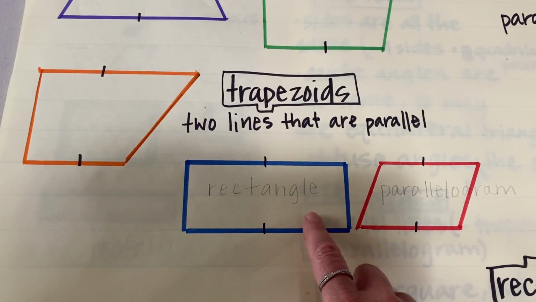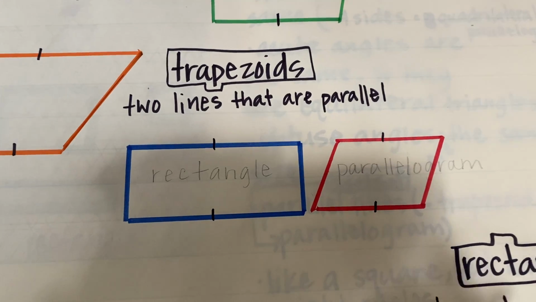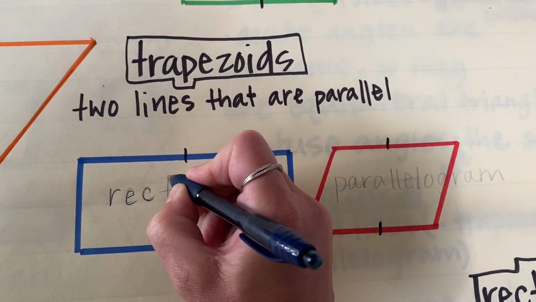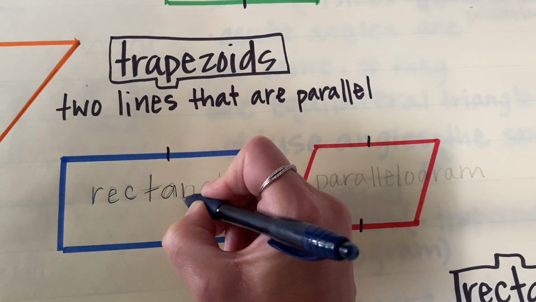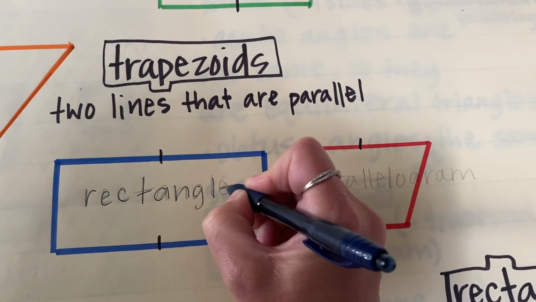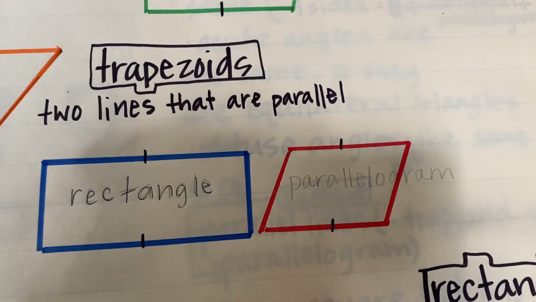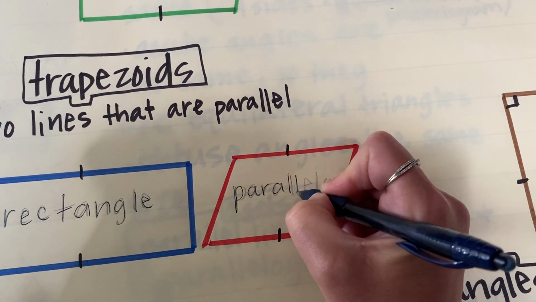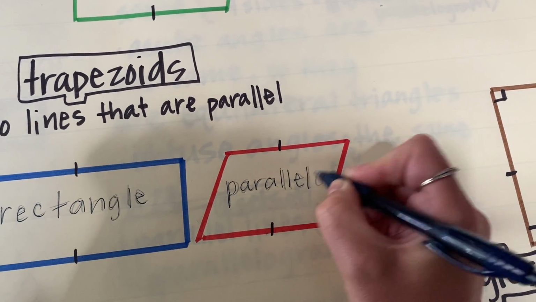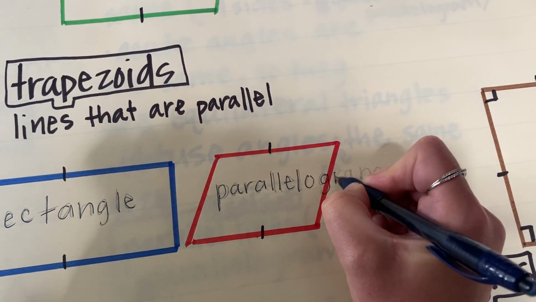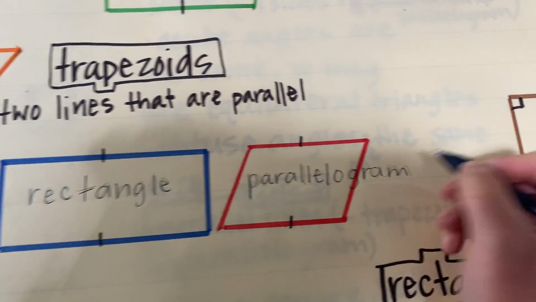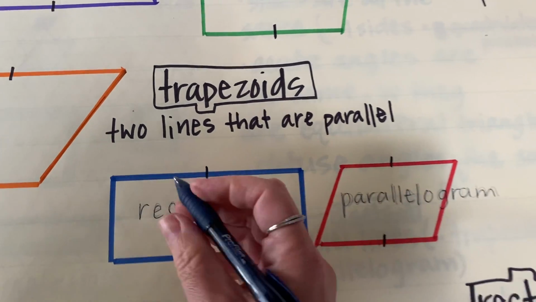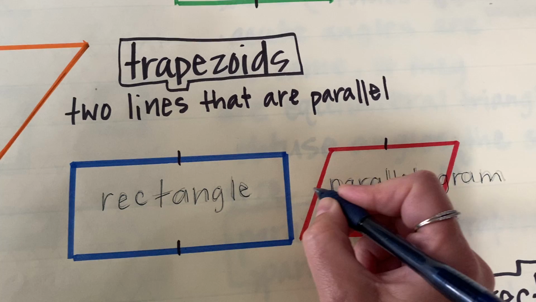And then we get into two familiar shapes. Yes, a rectangle is a trapezoid. And why is a rectangle a trapezoid? Because a rectangle has two lines that are parallel. A parallelogram is also considered a trapezoid. It also has two lines that are parallel. What makes them another shape is that they have two sets of parallel lines. So they have this set of parallel lines, and they also have this set of parallel lines.